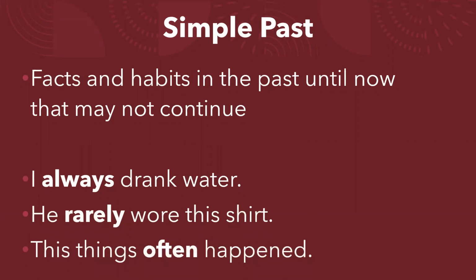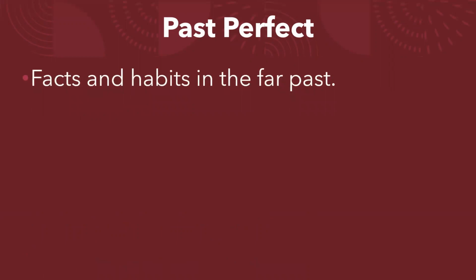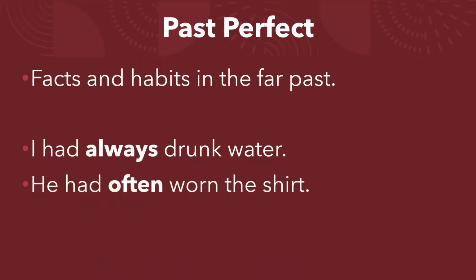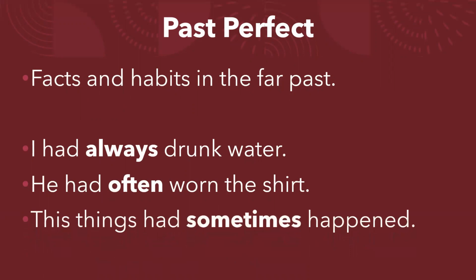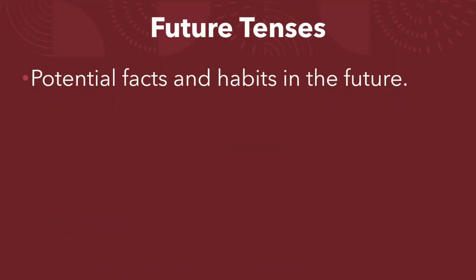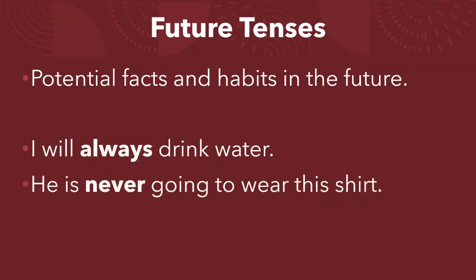These things often happened. And for the past perfect, for facts and habits in the far past, I had always drunk water. He had often worn this shirt. These things had sometimes happened. And now, for future tenses, for potential facts and habits in the future, I will always drink water. He is never going to wear this shirt.